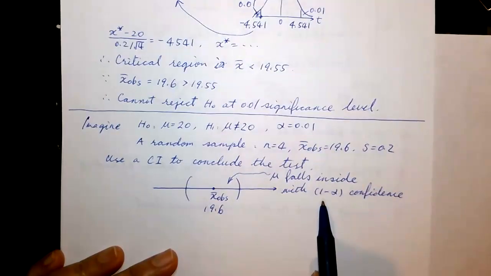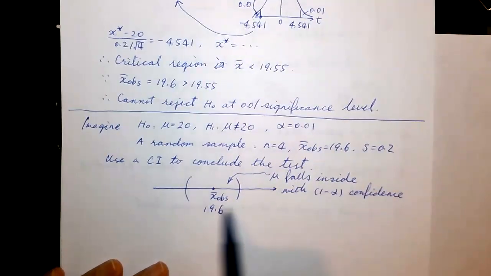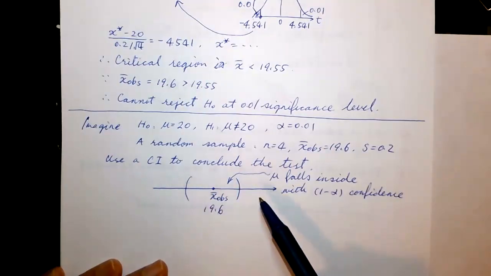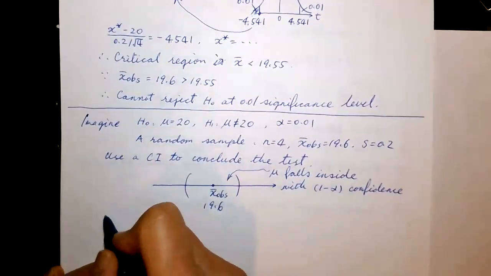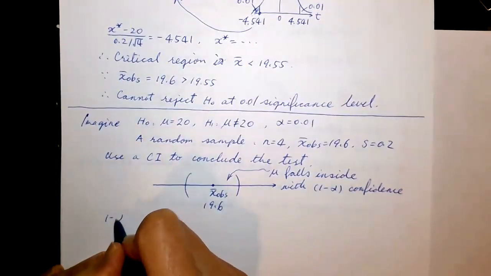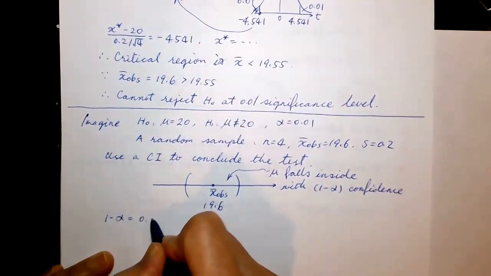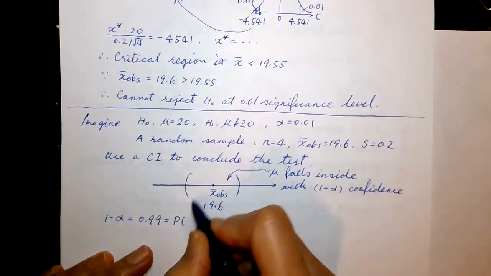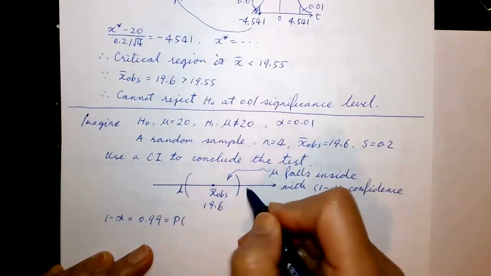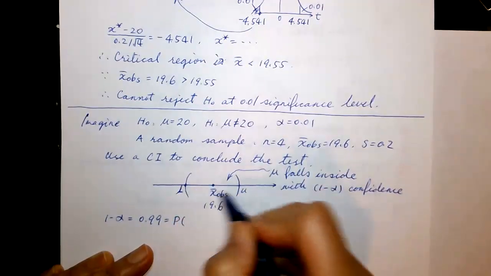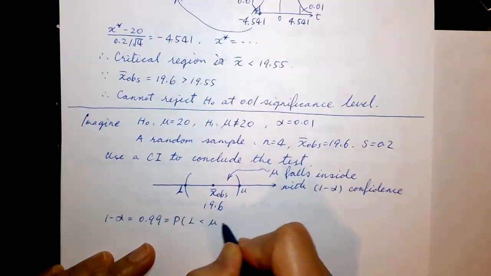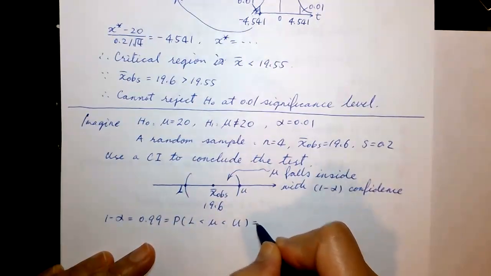Confidence: alpha 0.01, so our confidence level is 99%. This is the idea. Let's find the confidence interval for mu in the same way as before. The confidence level, 99%, is the probability that mu falls between the lower bound and the upper bound, two constants.